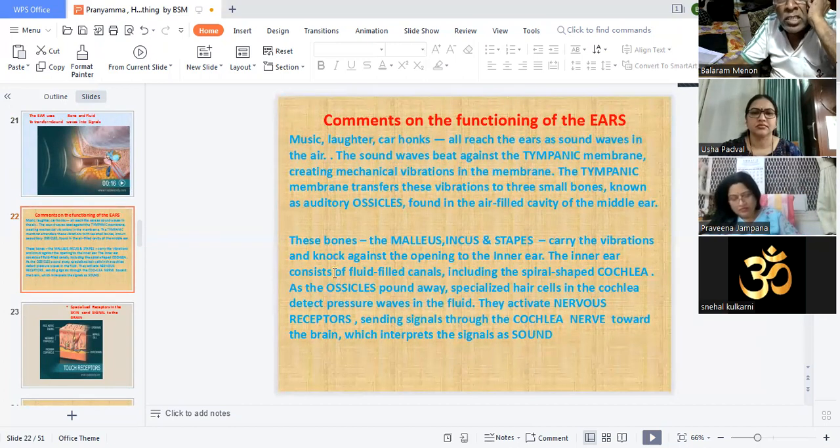The inner ear consists of fluid-filled canals, including the spiral-shaped cochlea. As the ossicles move, specialized hair cells in the cochlea detect the pressure variation in the sound. They activate nervous receptors, sending signals through the cochlear nerve towards the brain, which interprets the signals as sound.